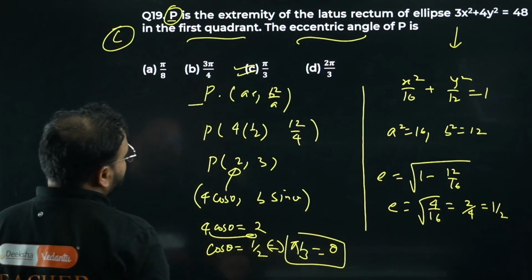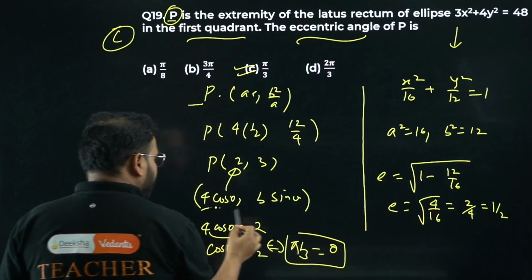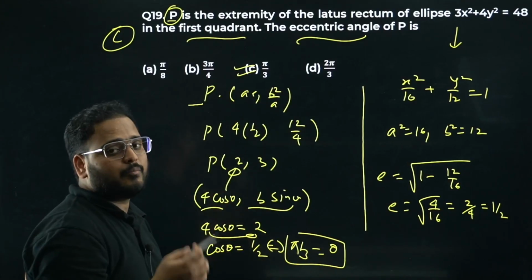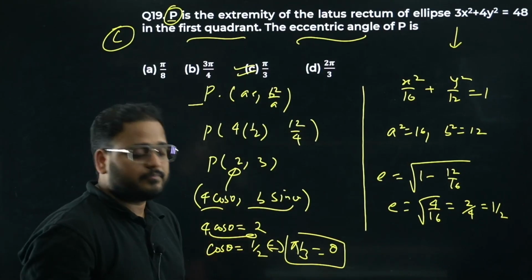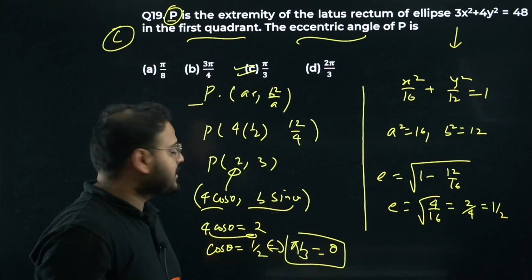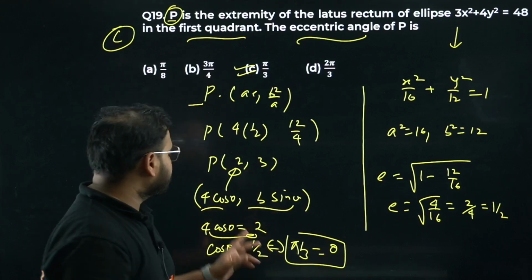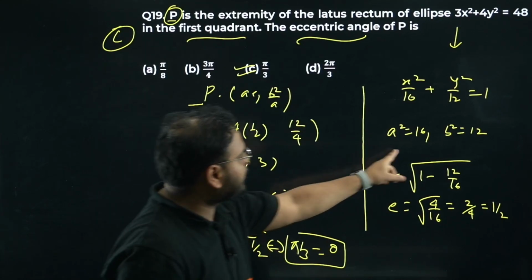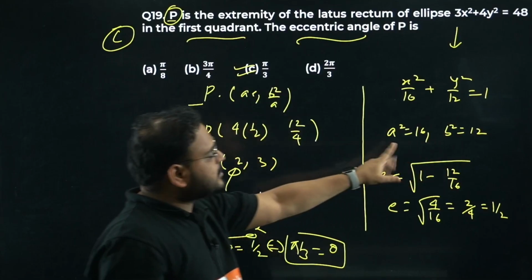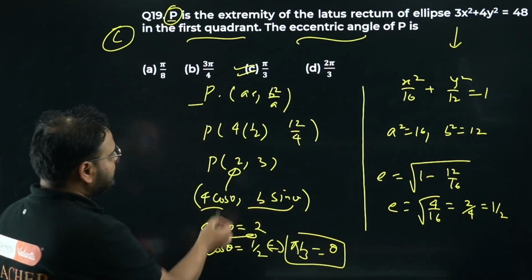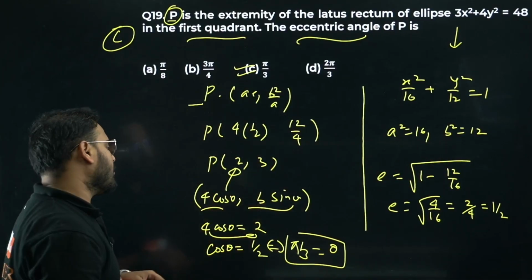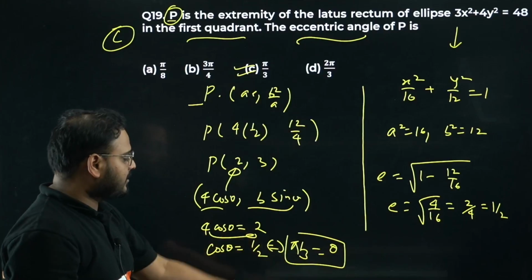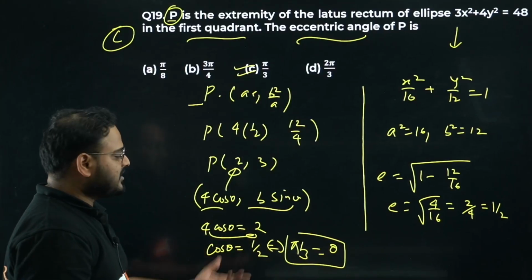So how do you find that? I take any common point in parametric form, the point on the ellipse as (a cos theta, b sin theta). What will we get? a is 4, b is root of 12, which means 2 root 3. I don't need that. I can just compare this coefficient 2 with 4 cos theta. I get cos theta as 1 by 2, hence theta will be pi by 3.